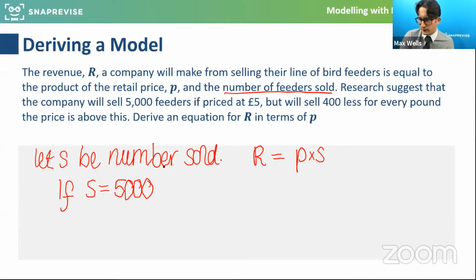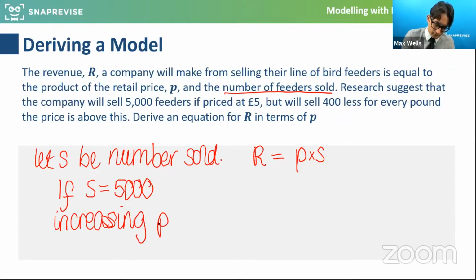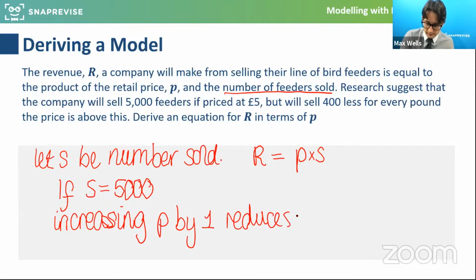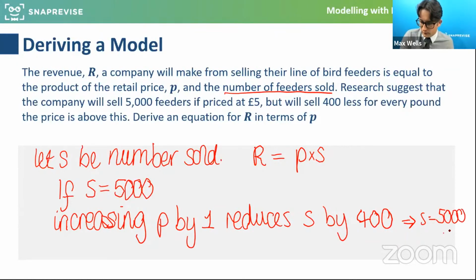it will be priced at £5, and increasing P by 1 reduces S by 400. Does that make sense to everyone? So what we get is that S is like 5,000 minus 400p. Sorry, I'm going to rewrite that. That tells us that S is equal to 5,000 minus 400p.